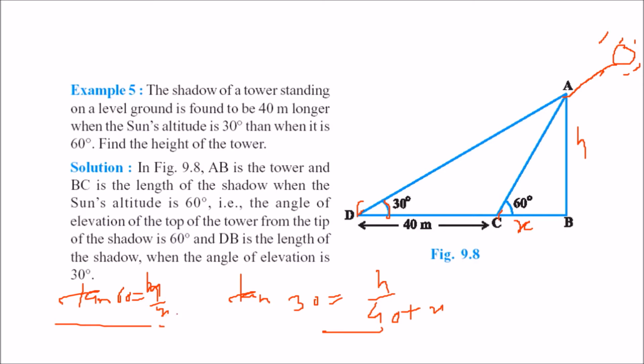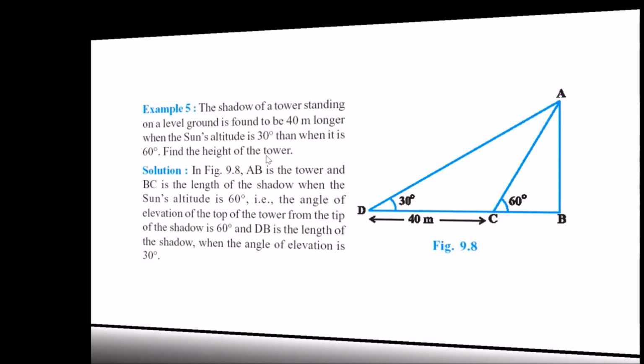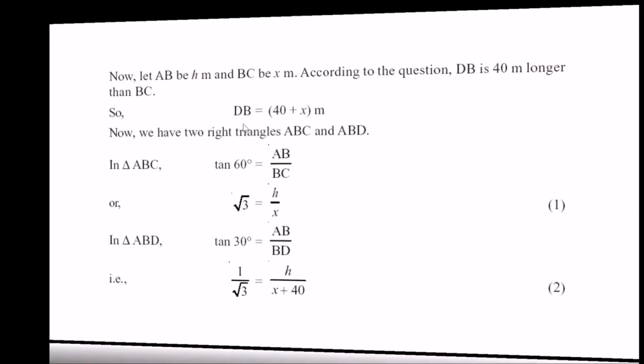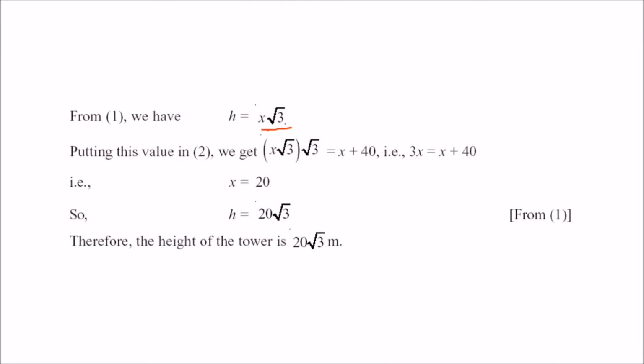Tan 60 we know, tan 30 we know. So this is tan 60, AB by BC, that is h by x, h will be x root 3. Let us take tan 30, AD by DB, and we'll place 1 by root 3 equals h by x plus 40. We'll put h equal to root 3x here. We'll now go back to the second equation, and we can find easily that x is 20, which gives h as x root 3, that is 20 root 3.